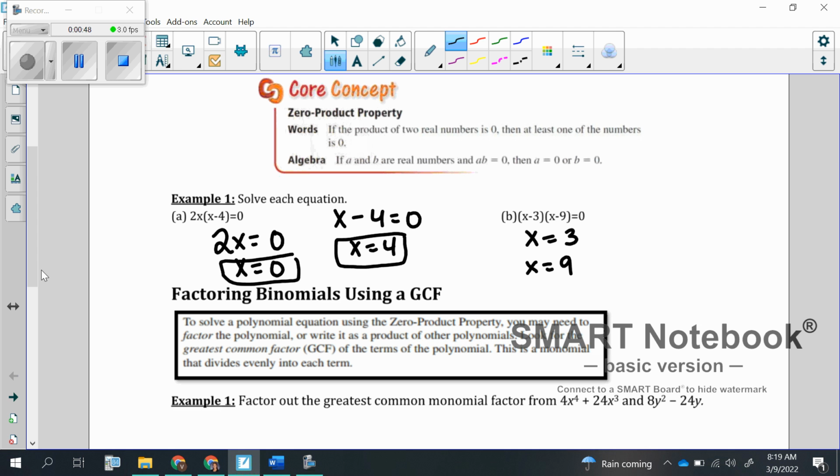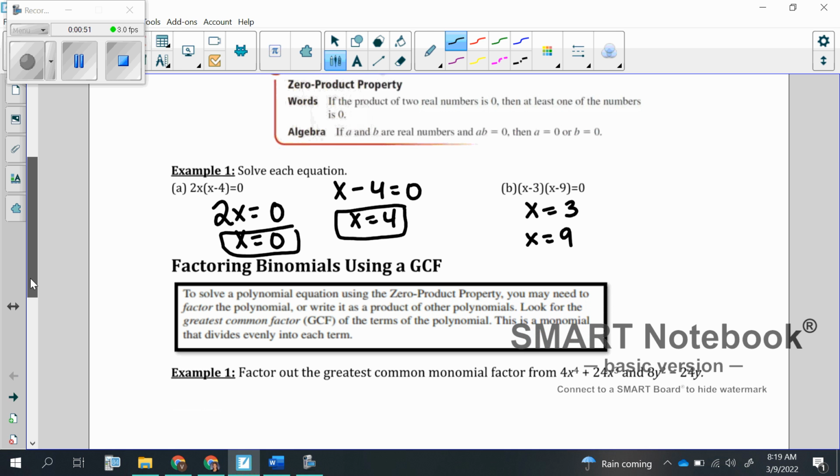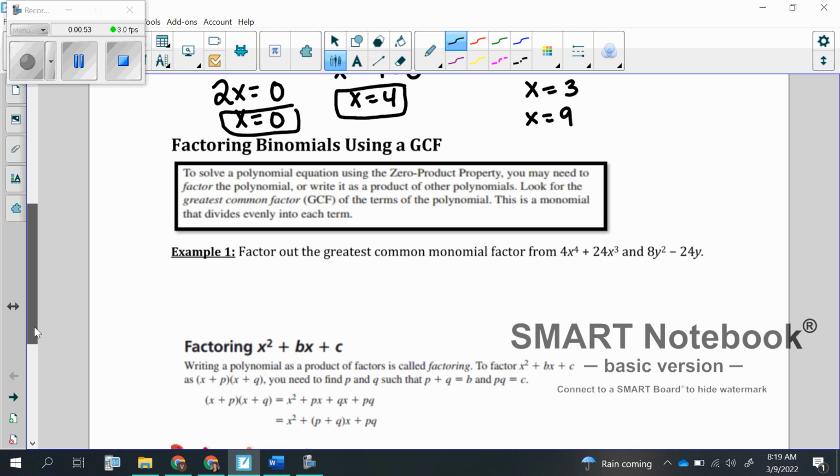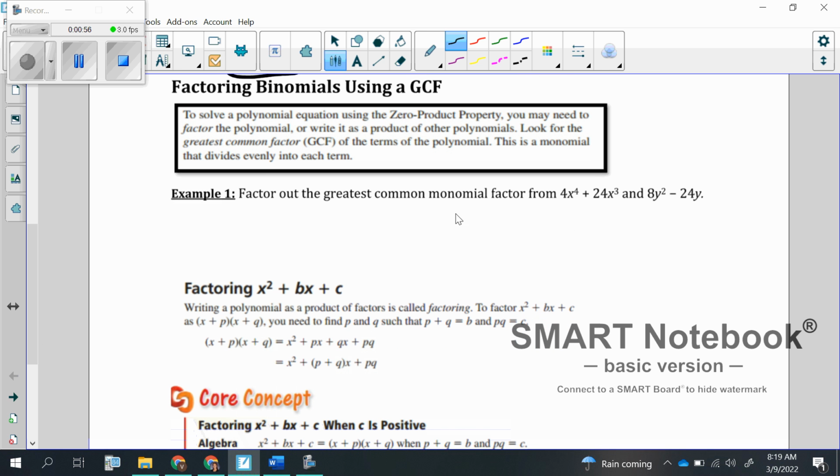Nothing new, just kind of reviewing that when we solve something, we can solve it when it's in factored form. Okay. Next, one of the more simple types of polynomials, when it has two terms, is a binomial. The way that we can factor a binomial is by factoring out a GCF, or a greatest common factor. So the first one we're going to start with is 4x to the fourth plus 24x cubed.